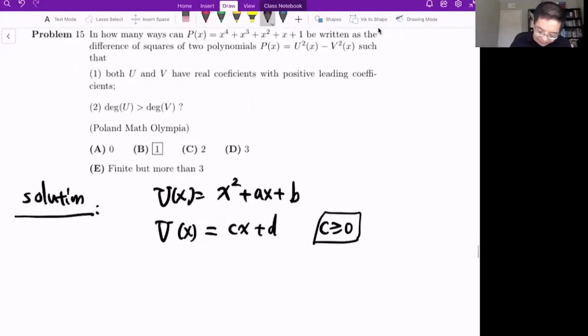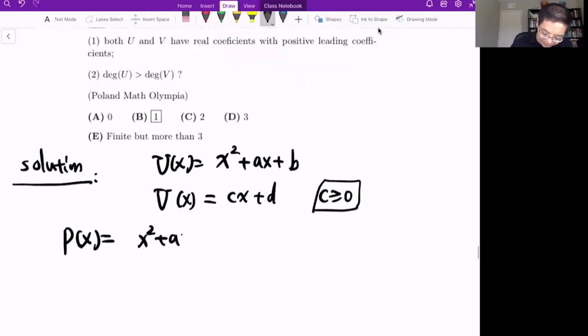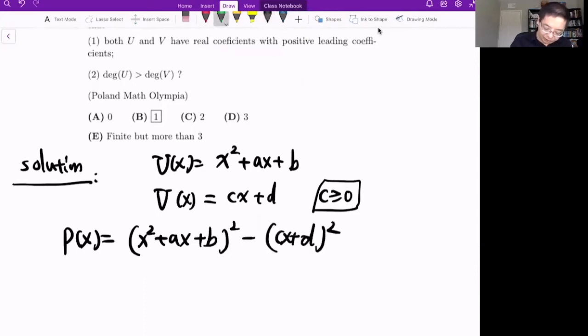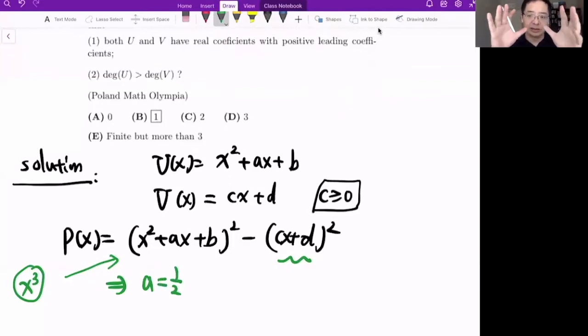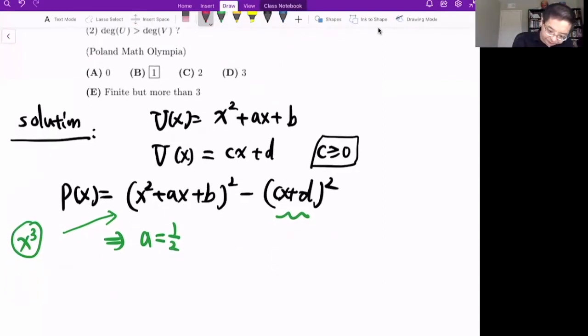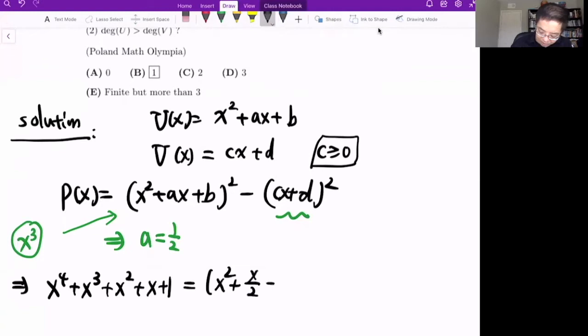Now I want p(x) equals (x squared plus a x plus b) squared minus (c x plus d) squared. If we look at the x cubed, because x cubed can only come from the first part, not the second part, I quickly get that a has to be 1/2, so that when you write out, you get the term x cubed with coefficient 1. So I can rewrite everything as x to the 4 plus x to the 3 plus x squared plus x plus 1 equals (x squared plus x over 2 plus b) squared minus (c x plus d) squared.